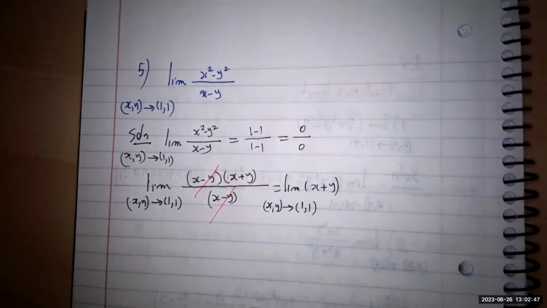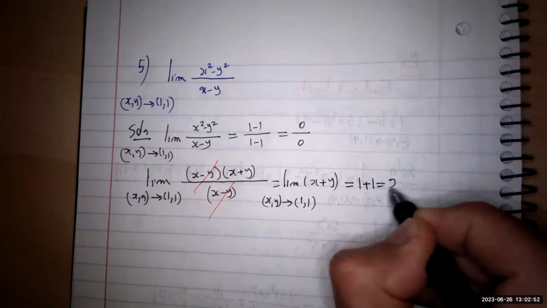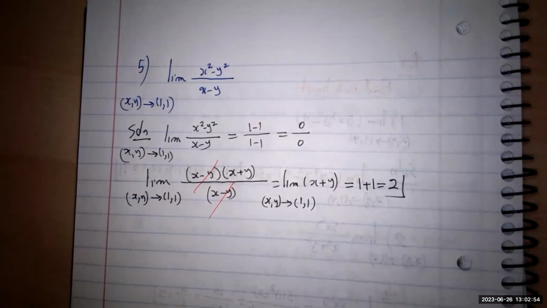Now we substitute. It's 1 plus 1, which is equal to 2. So the limit would be equal to 2. Okay, so be careful. 0, 0. This is the way you do it.